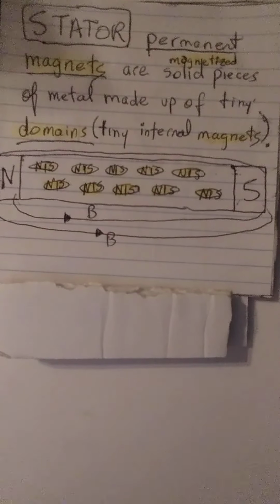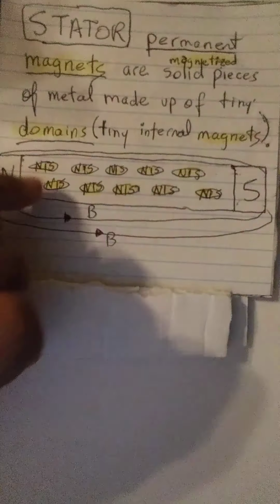Then we're going to talk about the stator. The stator is slabs of magnets. And what are these slabs of magnets? Permanent magnets are magnetized solid pieces of metal made up of domains, which are tiny internal magnets inside of the metal itself. All right, so there are tiny little magnets inside of this magnet.